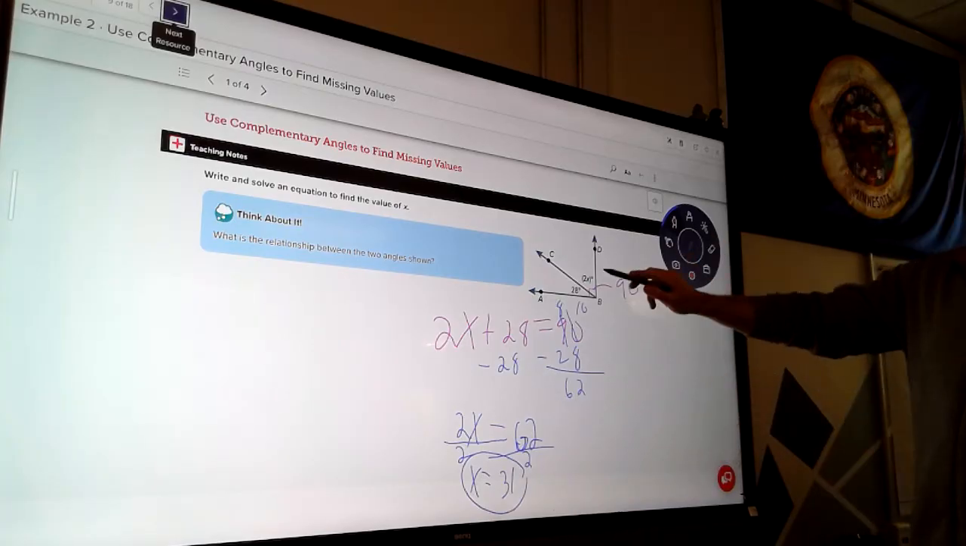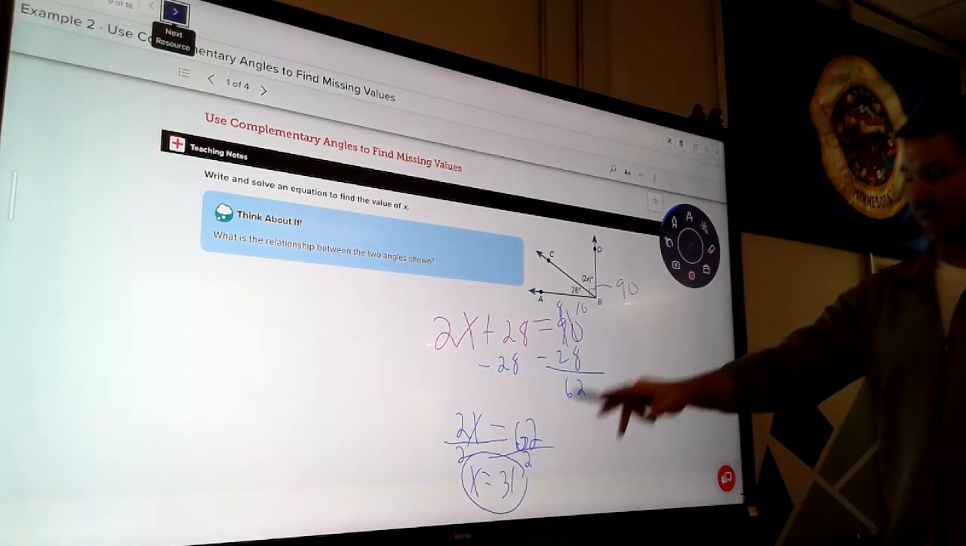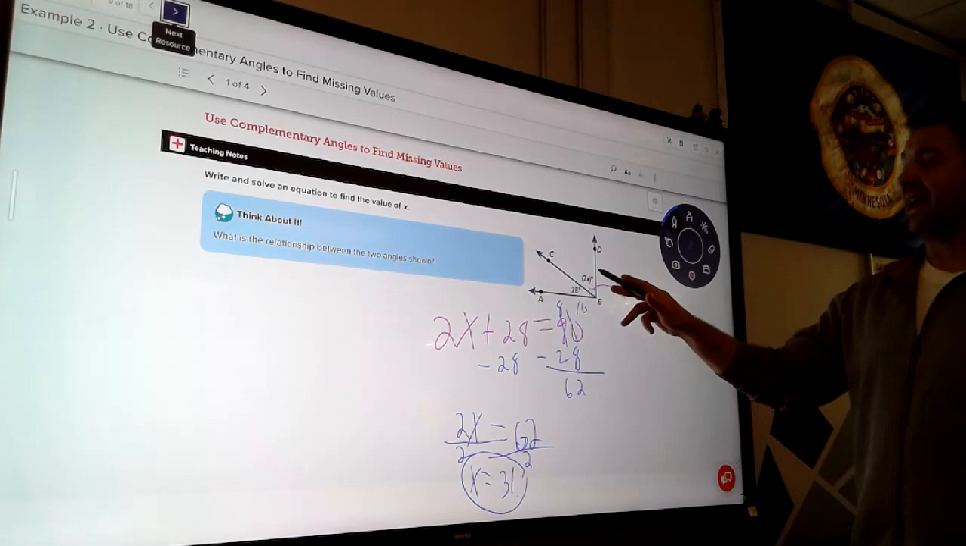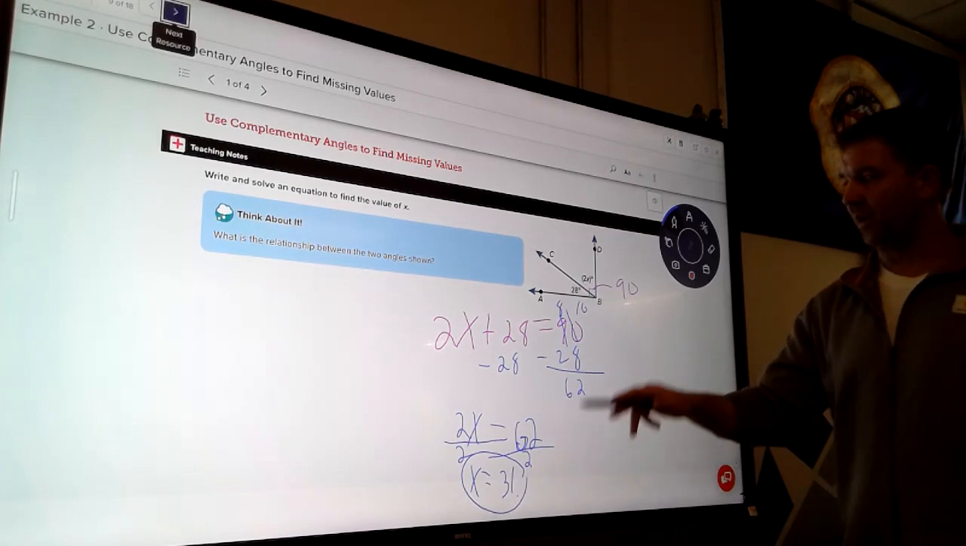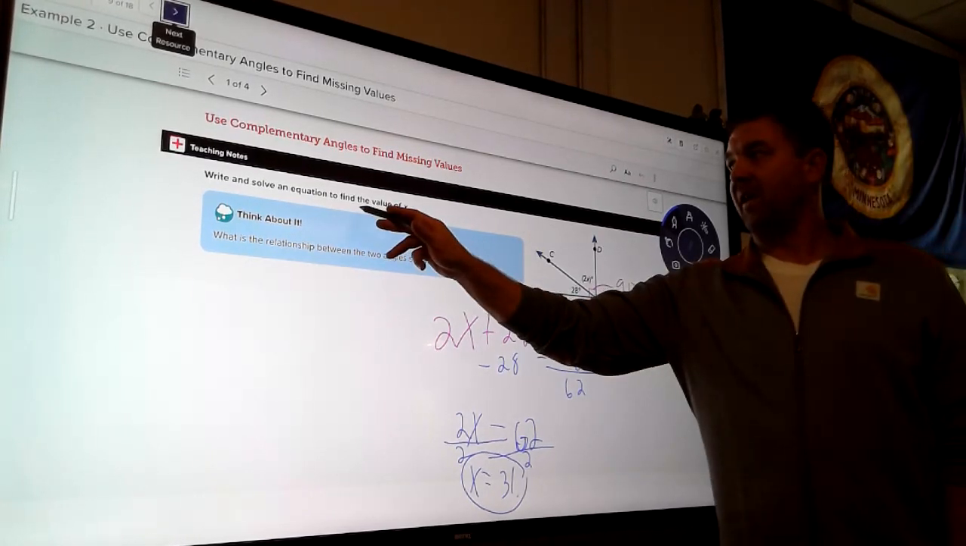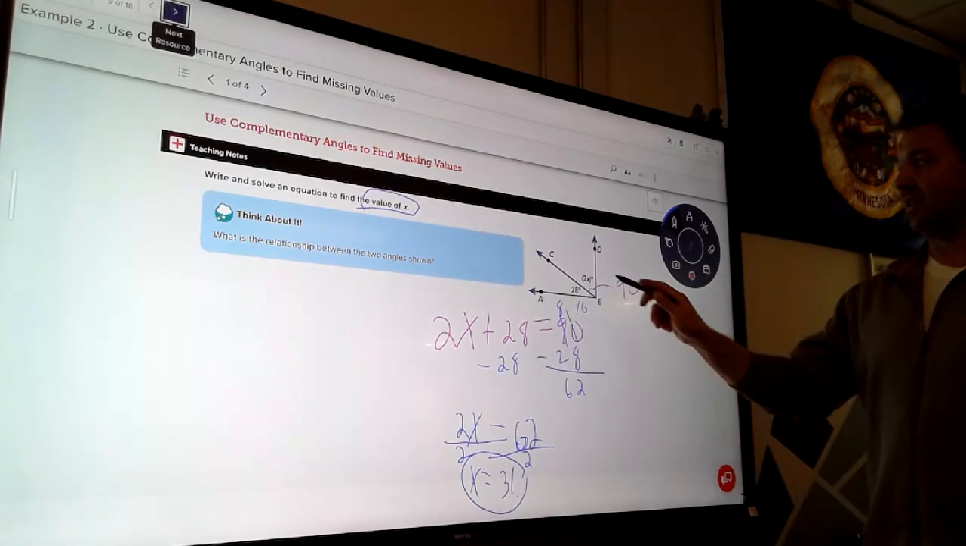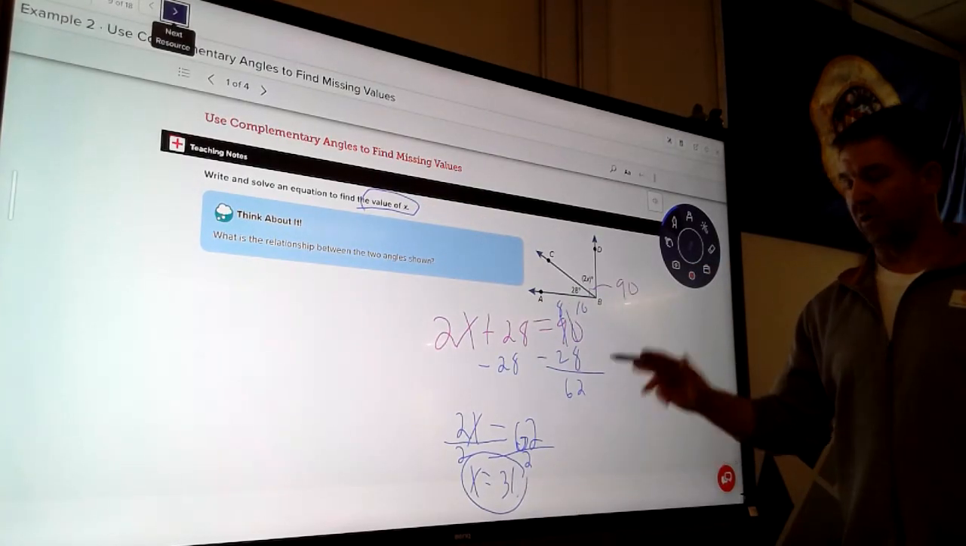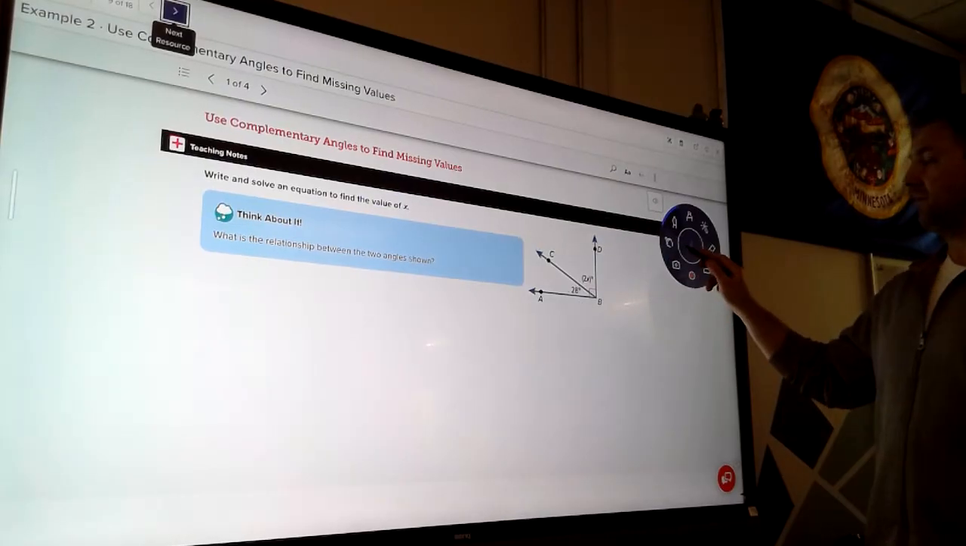Now, that doesn't tell me this degree, though. If they want the value of x, I'm done. If they ask for this angle, I'd have to put that 31 in for x. But they want the value of x, which means the value of x is 31. So we're done with that one. I'll stop recording.